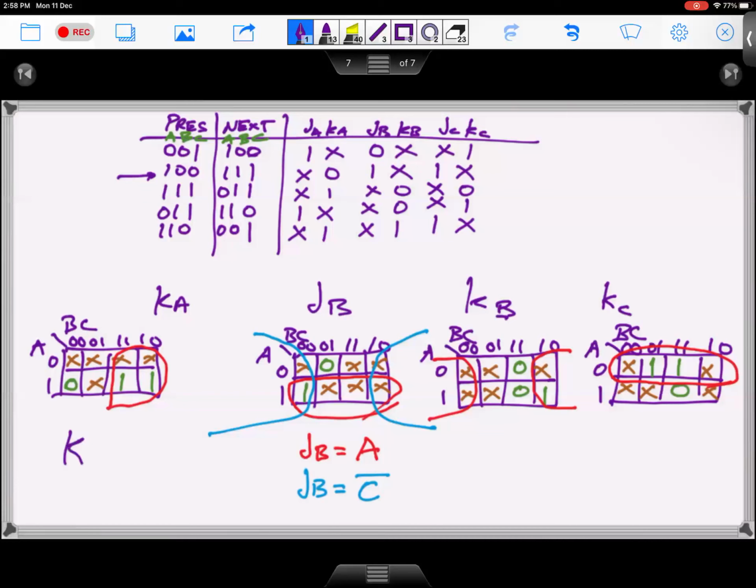So here we have KA is equal to B. And here we have KB is equal to C bar. And here we have KC is equal to A bar.